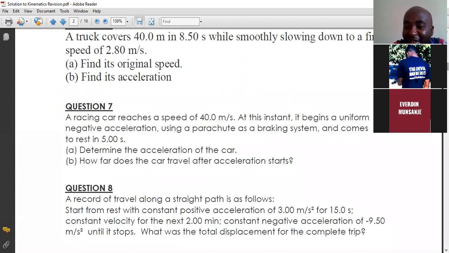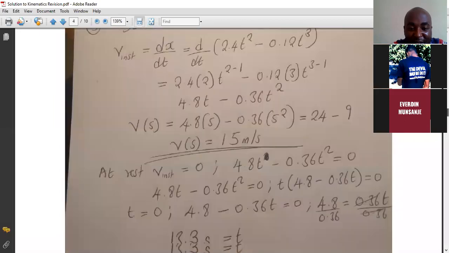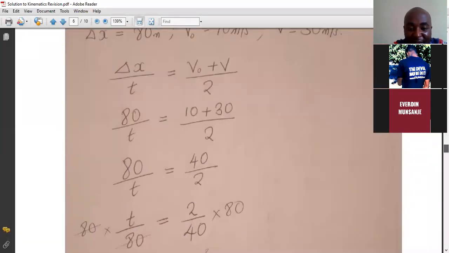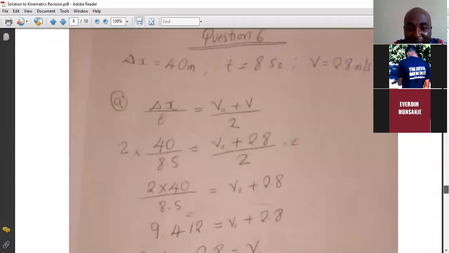The equation is average velocity. It's not even among the equations of motion, but it's one of the most useful of everything that we've done today. The time is 8.5 seconds, delta x is 40 meters, and the final velocity is 2.8 meters per second. This person is slowing down. So you write delta x over t equals v naught plus v over 2.